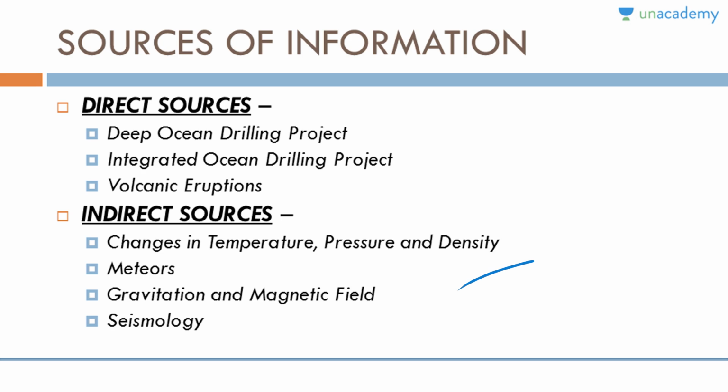The most important of all the sources, whether direct or indirect, is the indirect source of seismology or the earthquakes. The study of seismic waves provides a complete picture of the layers of the interior of the Earth. These earthquake waves are recorded by a seismograph, and these waves are of three types and they travel in different manner, which we will study in another lesson.